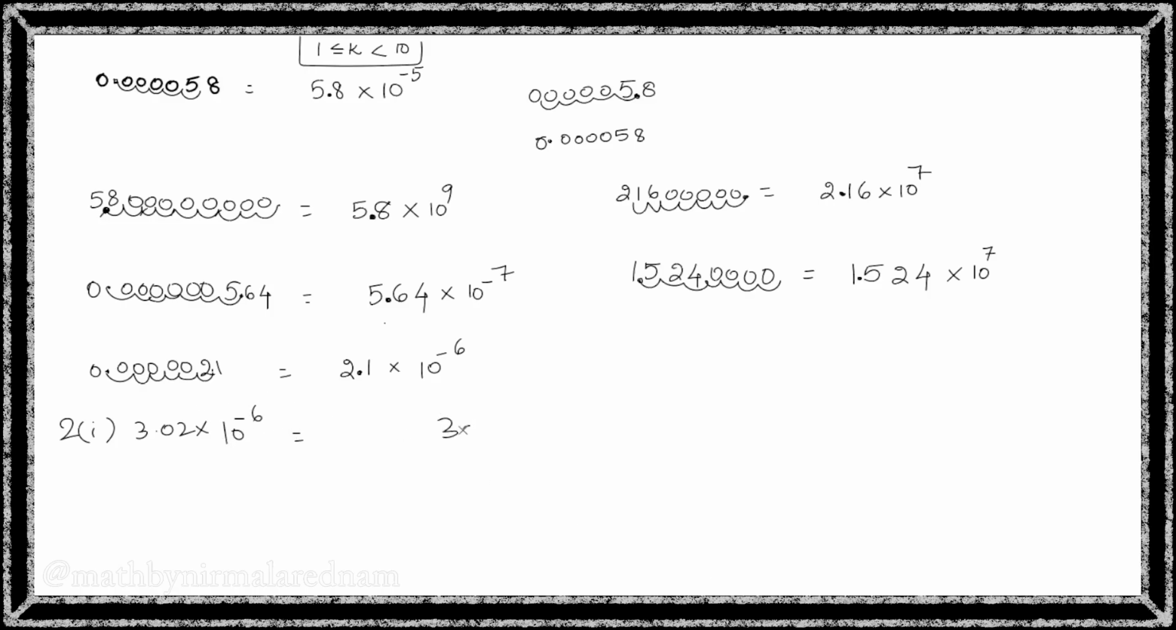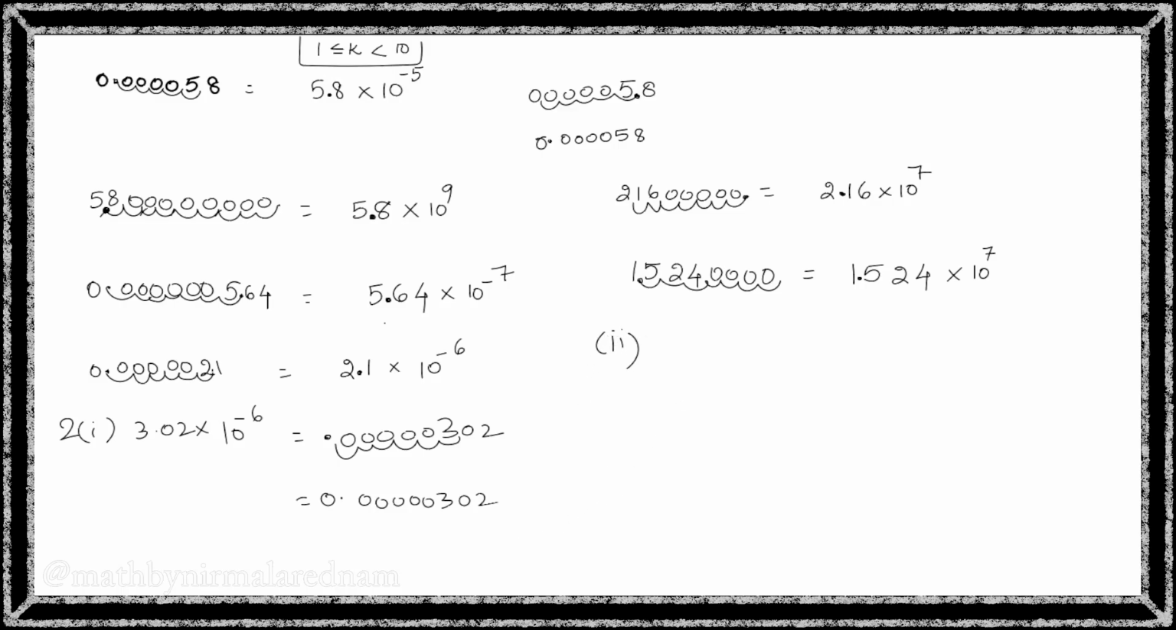Minus 6, right? So put a few zeros to the left. I'm starting from here: 1, 2, 3, 4, 5, 6. So the answer is 0.00000302. Okay, that is the first question.